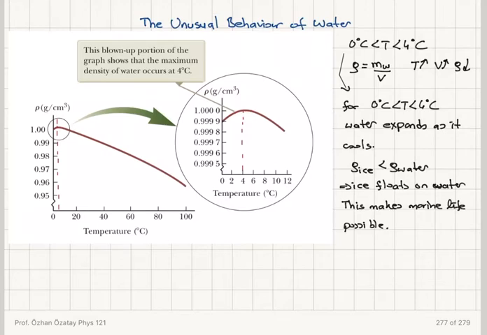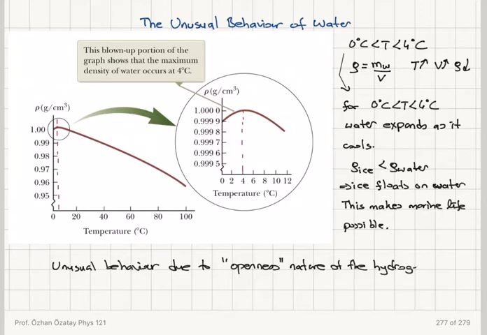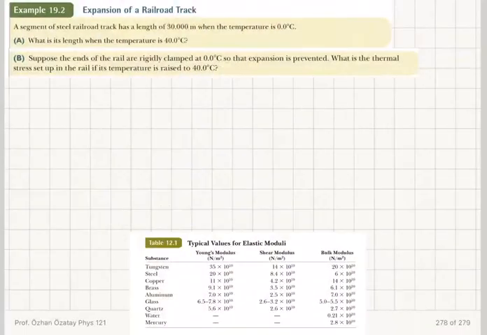Now, why do we have such an unusual behavior of water? I'm sure the chemists have a very good explanation. So this unusual behavior is said to be due to the so-called openness nature of the hydrogen bond. So it has to do with the chemical bond in water, which is the hydrogen bond, that is giving us this unusual behavior. Now let's take a look at a few examples.